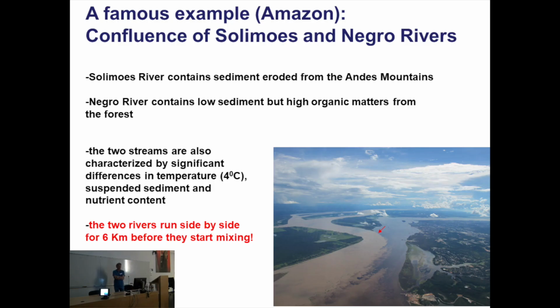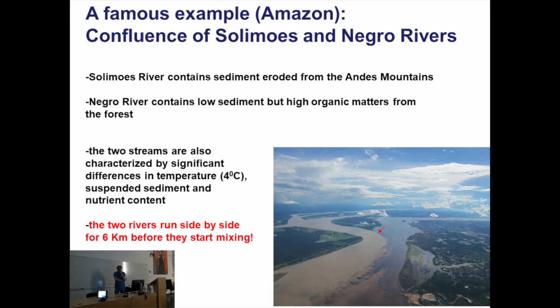And there is a very good example case. This is the confluence between the Solimões and the Negro rivers in the Amazon. And basically this is a huge confluence. And I'm going to show you on the next picture that very close to the confluence apex there is no evidence of mixing at the free surface.